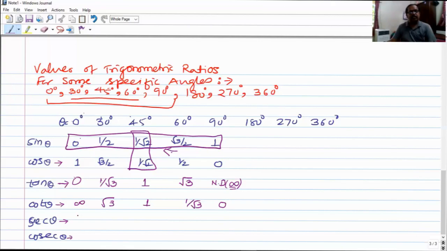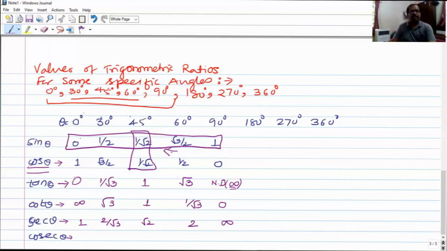The value of sec theta we will obtain from the values of cos theta, because sec theta is the reciprocal of cos theta, right? So take the reciprocals of all these values in the line of cos theta. Reciprocal of 1 is 1. Reciprocal of root 3 by 2 is 2 upon root 3. Reciprocal of 1 by root 2 is root 2. Then reciprocal of 1 by 2 will be equal to 2. And then reciprocal of 0 means 1 by 0 again. Again it is not defined, which is infinity. Right, students? Hope you got these values.